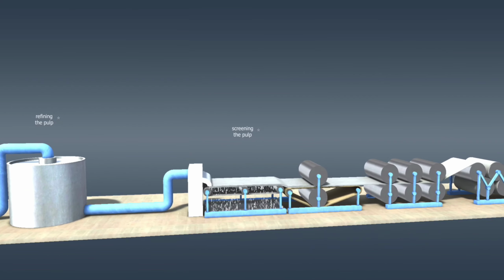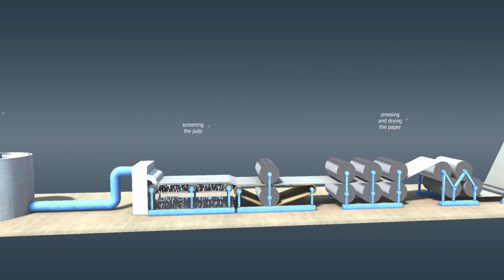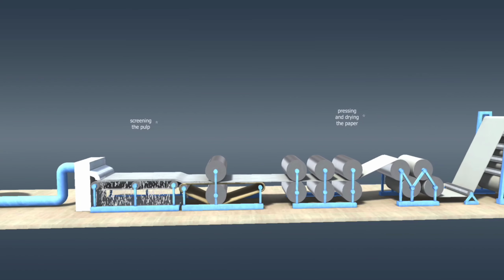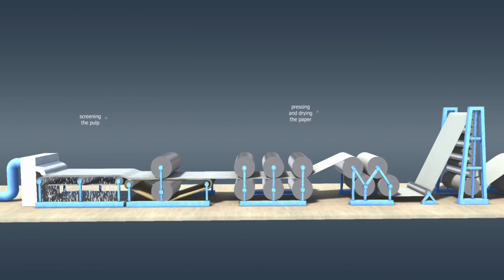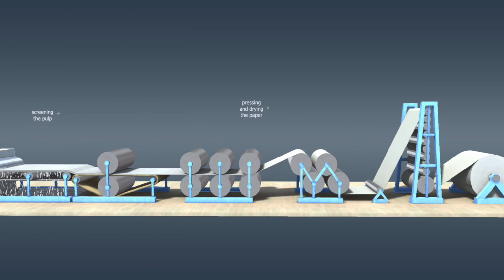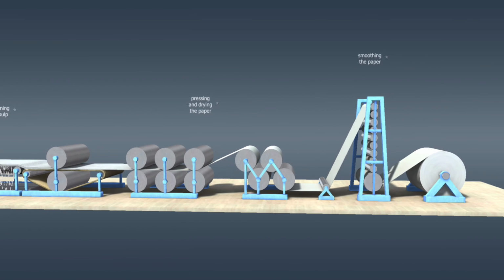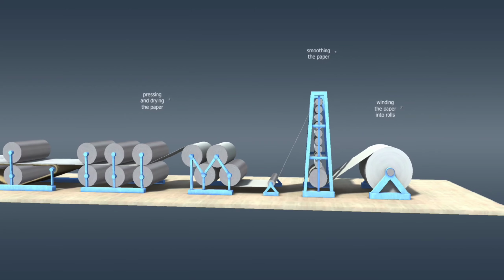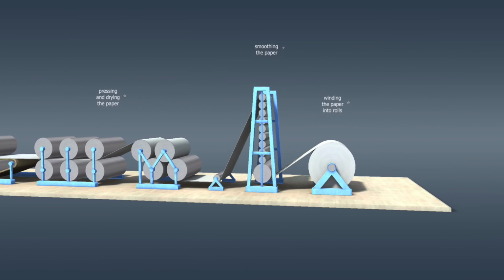After the pulp is screened, the remaining water is squeezed out with rollers. By this time, the fibers form a continuous strip of paper. After drying and smoothing, the finished paper is wound into rolls and transported to processing plants.